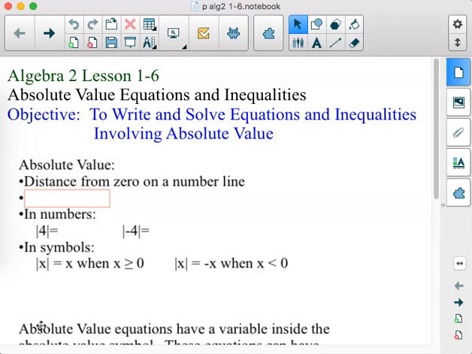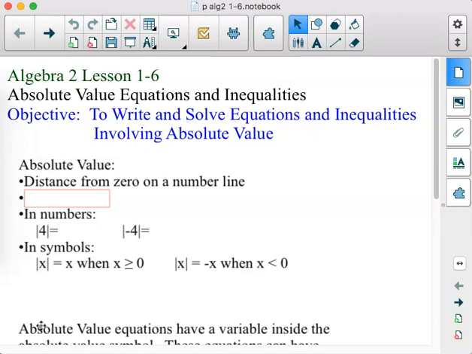Yep, separated it into two. I can write and solve compound inequalities. That'll be tomorrow's. I can write and solve equations and inequalities involving absolute value. That's a little of both days in there. And then you can plop that little yellow one away. And we'll get going on 1-6. Anybody need more time reading?